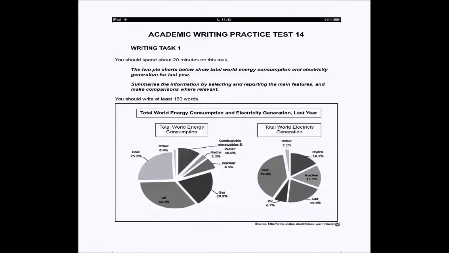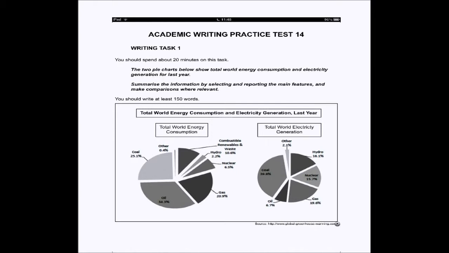Next one up is the pie chart. Okay, so let's have a look at another popular Task 1 writing question, and that is the pie chart. Now, here we've got 2. At first glance it probably looks a little bit daunting, but don't panic. As I mentioned earlier, it does give you more scope to display your knowledge of the language and your understanding of the visuals. So the pie charts show the total world energy consumption and electricity generation for last year.